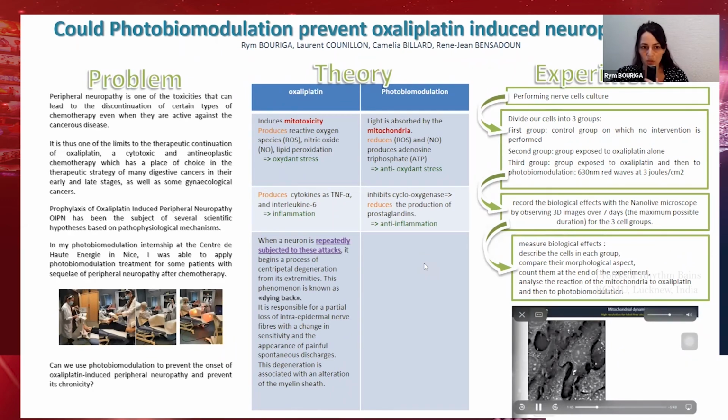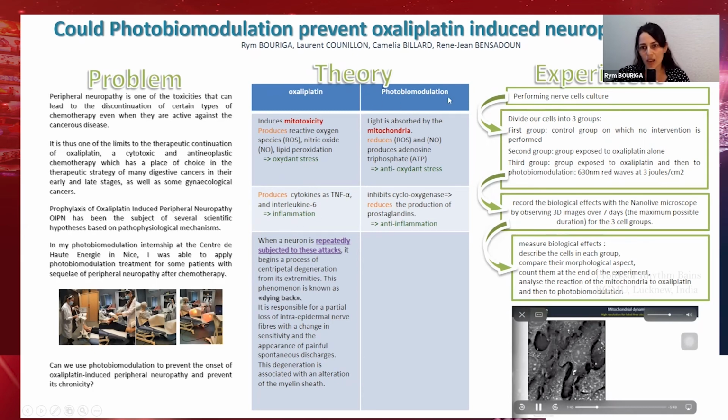So prophylaxis of oxaliplatin-induced peripheral neuropathy has been the subject of several scientific hypotheses based on pathophysiological mechanisms. Let me show you in theory what is the mechanism of oxaliplatin in inducing neuropathy. It induces mitotoxicity, which produces reactive oxygen species and nitric oxide. It produces lipid peroxidation, so it leads to oxidant stress. On the other hand, it also produces cytokines such as TNF-alpha and interleukin-6, which lead to inflammation.